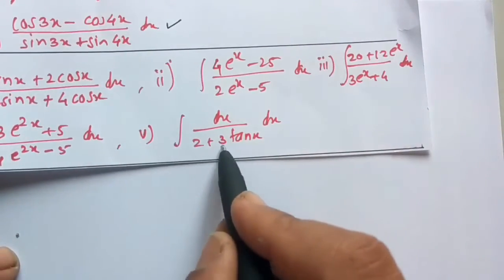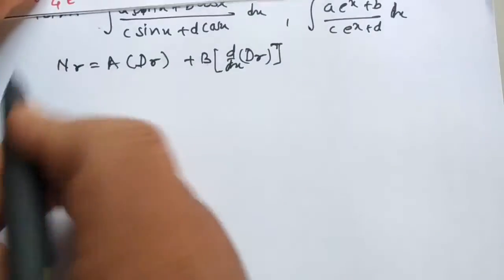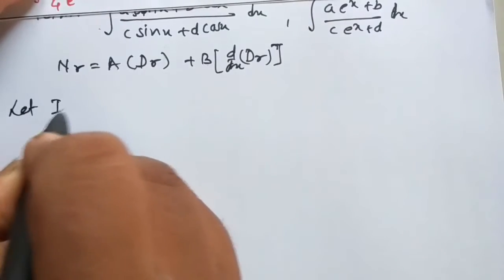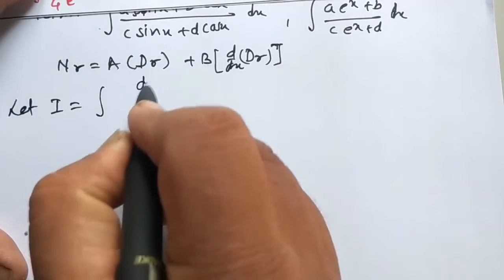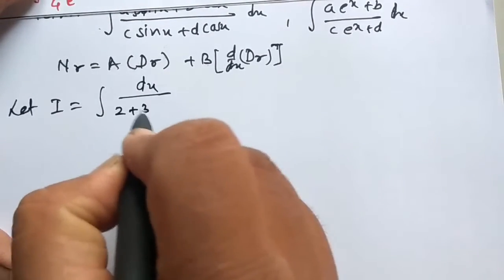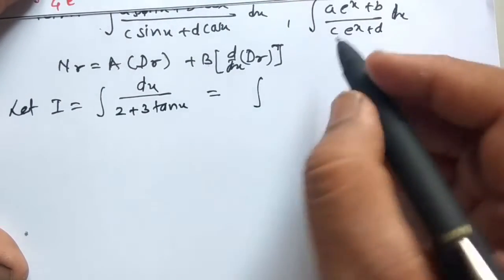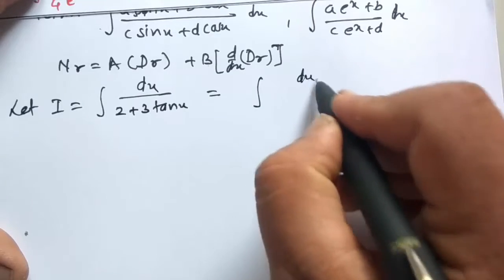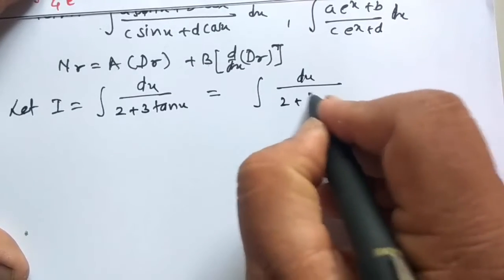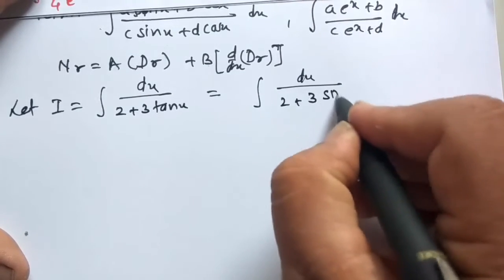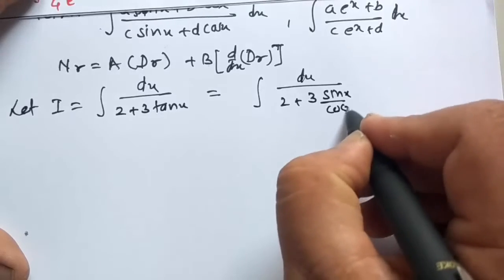Integration of dx upon 2 plus 3 tan x. So let I be equal to integration of dx upon 2 plus 3 tan x, which is equal to integration of dx upon 2 plus 3 tan, meaning sin x upon cos x.